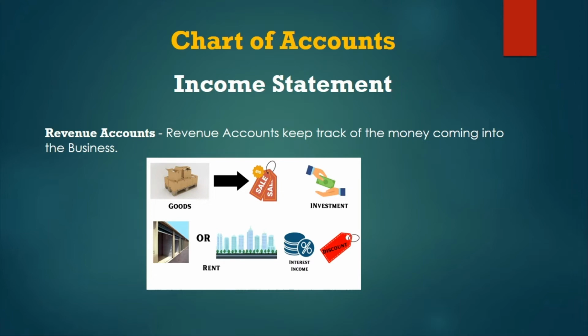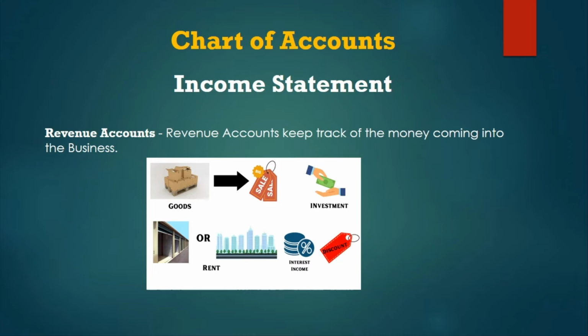This is the income statement, correct? The income statement has revenue accounts and expense accounts. What is the revenue account? The revenue account keeps track of the money coming into the business. For example, I sell goods to customers and get money from them, or I invest money in a business and get a profit from it. That is also revenue for me.